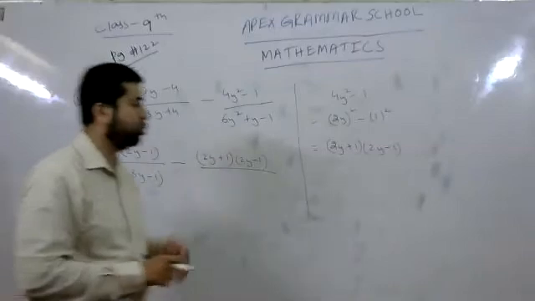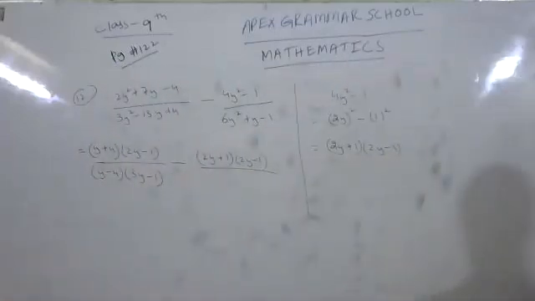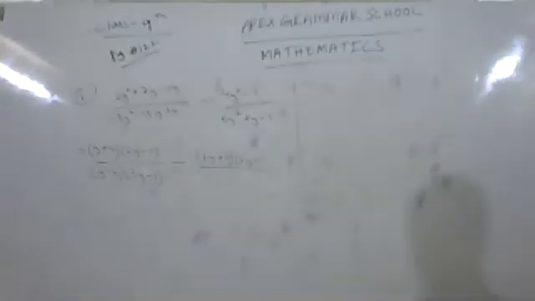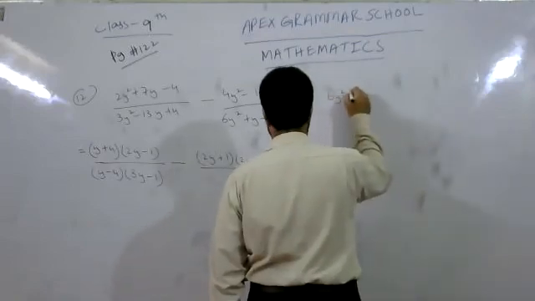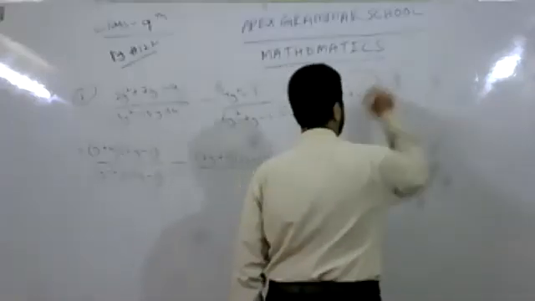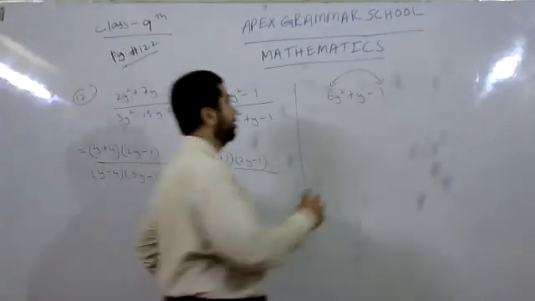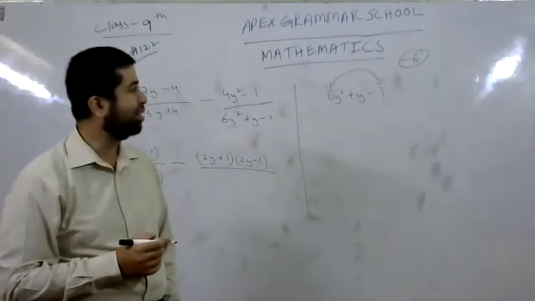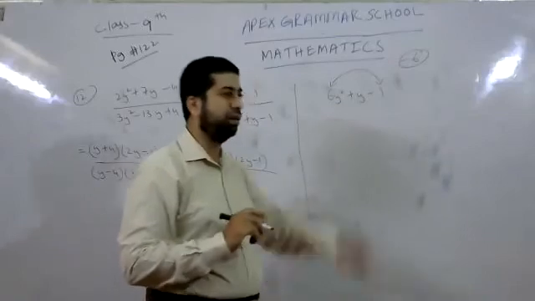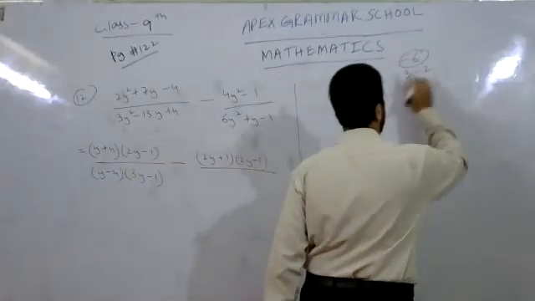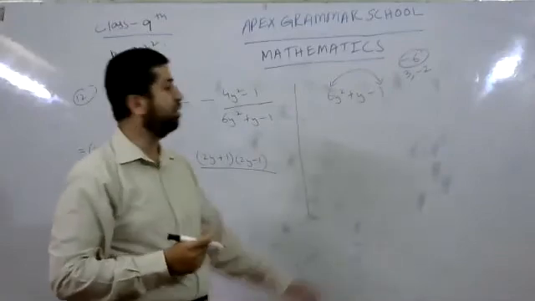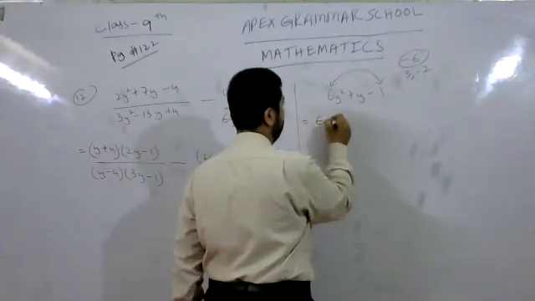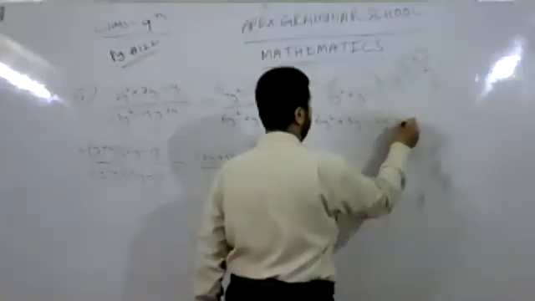Now for 6y square plus y minus 1. 6 will multiply with this minus 1, and the answer will be minus 6. Now find a pair of numbers whose product is minus 6 and whose sum is plus 1. That is 3 and minus 2. 3 multiplied by minus 2 is minus 6, and 3 minus 2 is plus 1. So you can write it as 6y square plus 3y minus 2y minus 1.